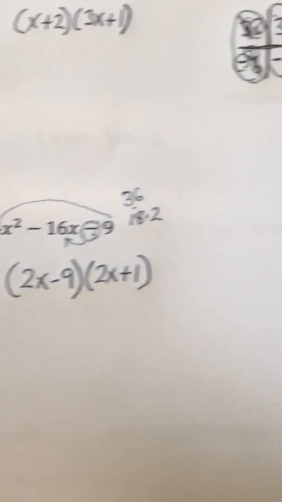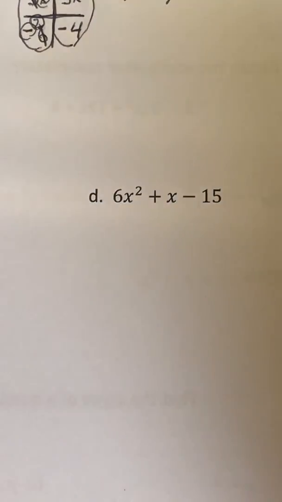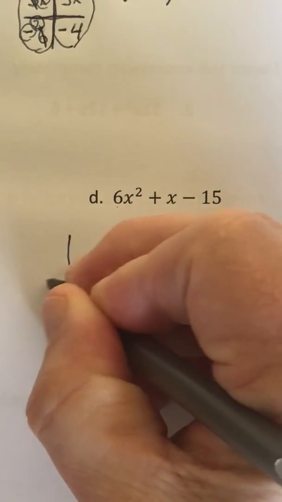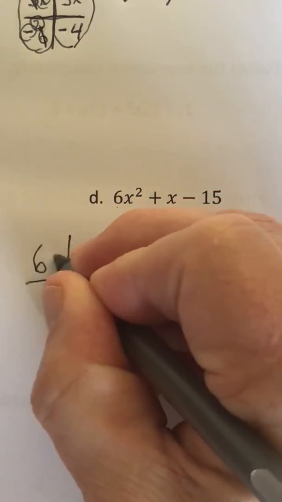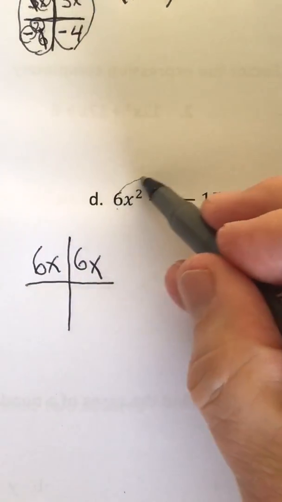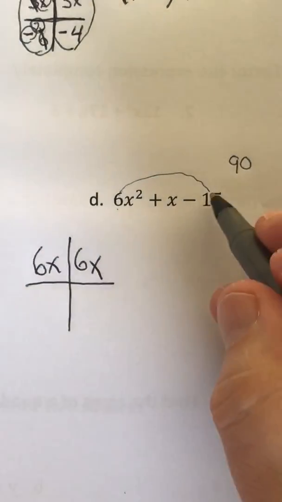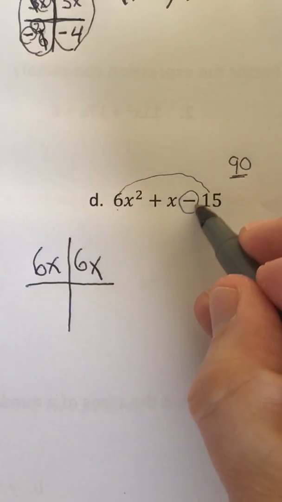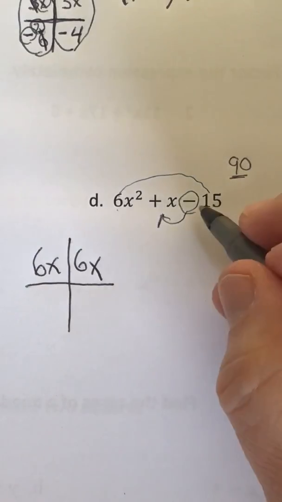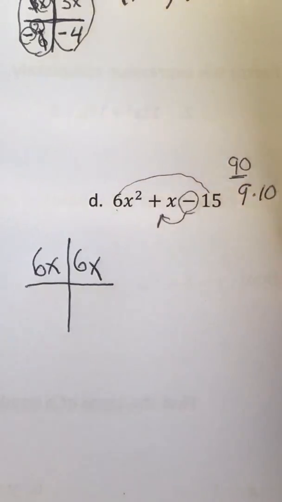All right, and then we have the next one. And again, we're going to factor this out. So again, we have a leading coefficient, so we know we're going to do the box. So we do our box. Put a 6x in the top of each side. All right, and then we multiply. 6 times 15, which gives us 90. And now we need to find the factors of 90, that when we subtract them, we get a 1. And the factors of 90, that when we subtract them, we get a 1, are 9 times 10.